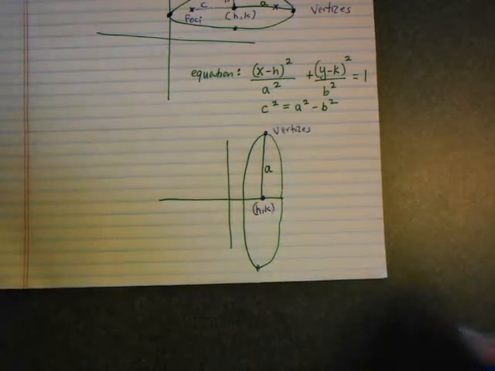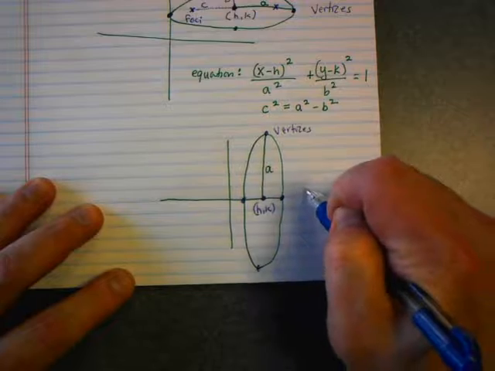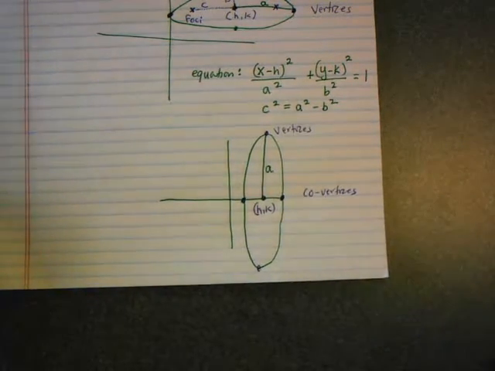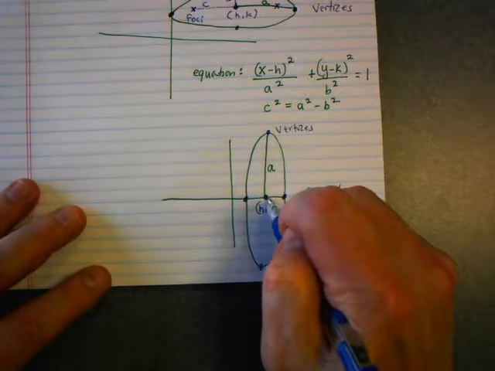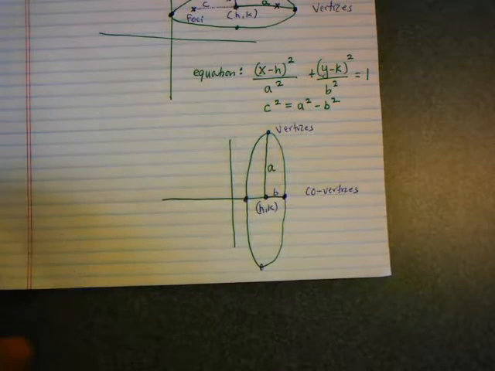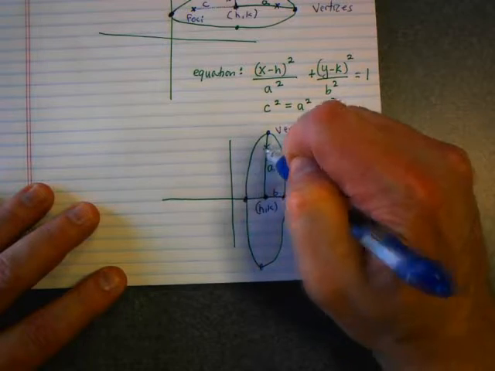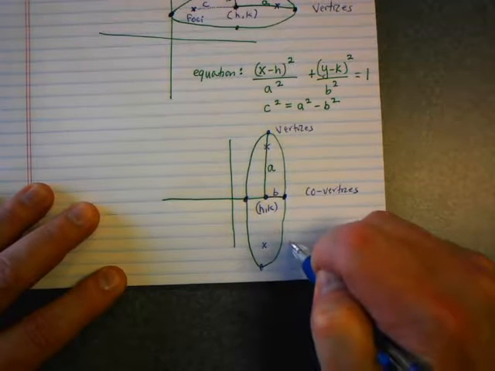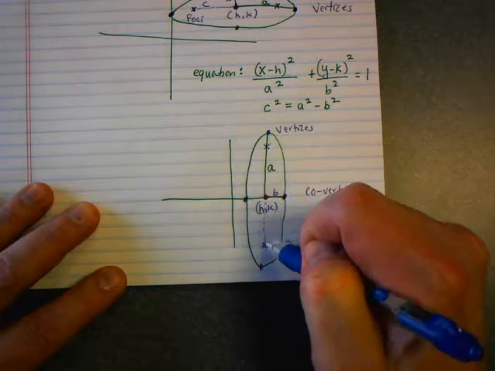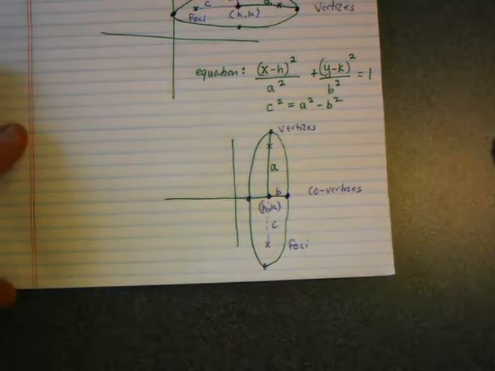And then what would you call these points over here? These 2 points would be co-vertices. What do we call the distance from the center to a co-vertex? We still call that B. And once again, we have the foci, about here and here, and the distance from the center to a focus is still called C. All right, so the only thing that really changes is the equation.